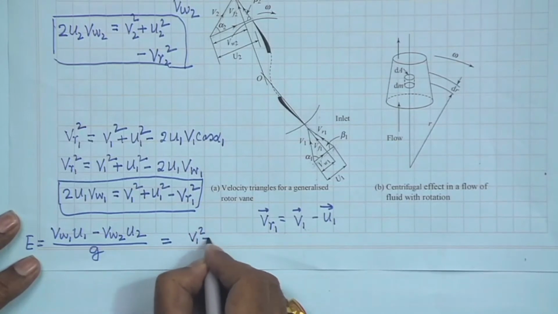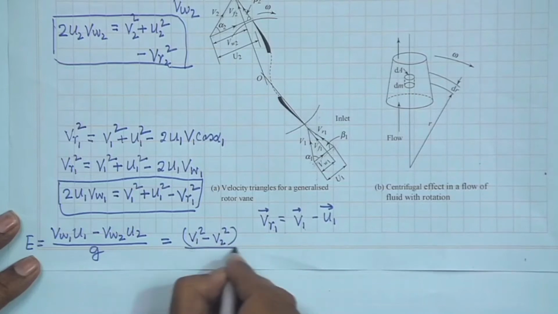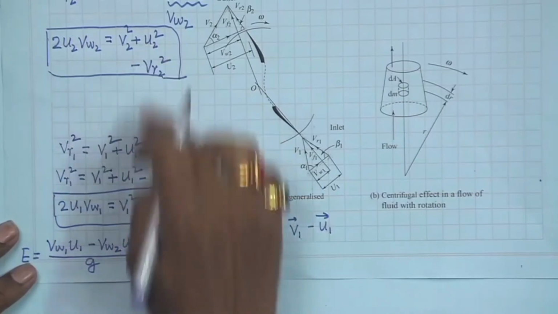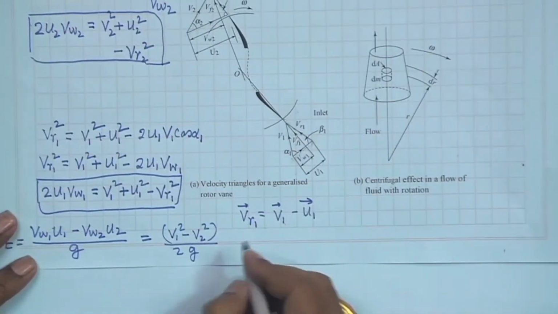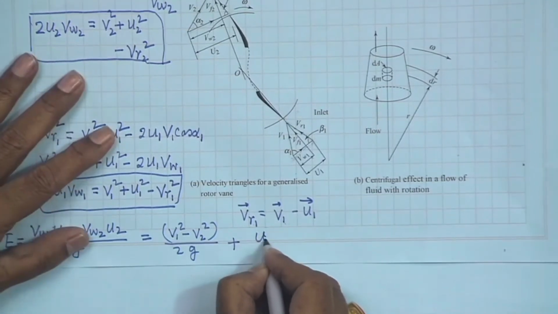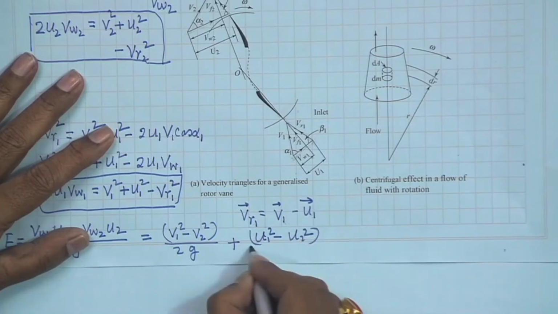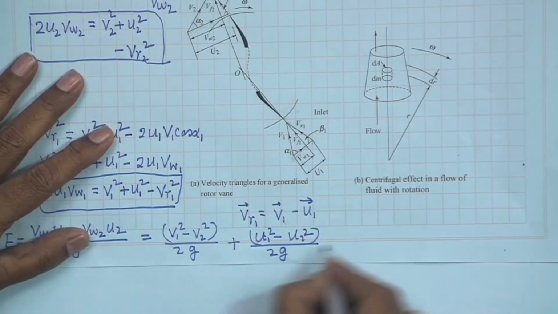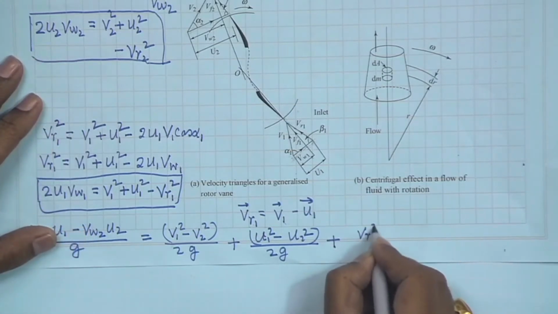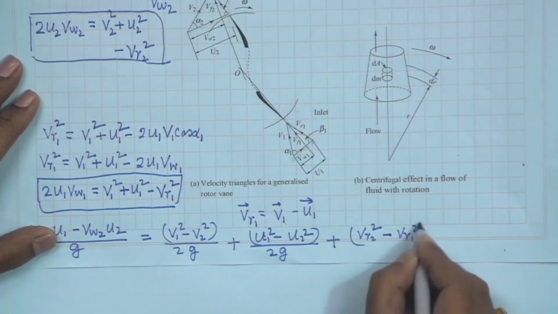V1 square minus V2 square by 2g. From these two expressions, now I am writing plus U1 square minus U2 square by 2g plus VR2 square minus VR1 square by 2g.